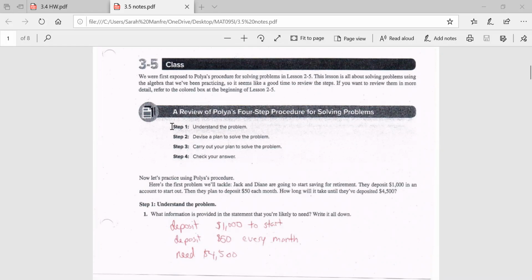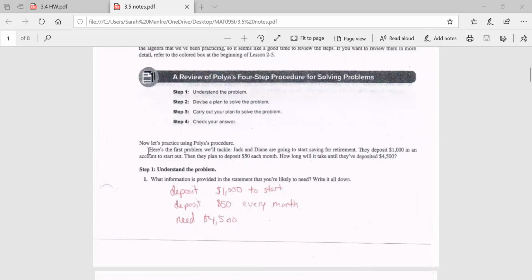Step 1, understand the problem. Step 2, devise a plan to solve the problem. Step 3, carry out the plan. And step 4 is to check your solution. And I just want to emphasize check your solution.